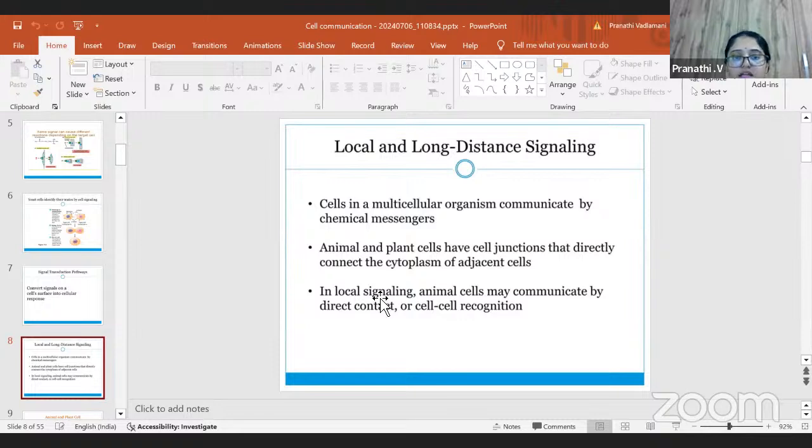When it comes to that, chemical messengers, usually hormones, in animals and plants, have cell junctions. So you have CAMs, cell adhesion molecules, then you have desmosomes, and then you have junctions wherein the cells are directly connected to the other cell's cytoplasm. So in local signaling, you have animal cells wherein there's direct contact through these cell adhesion junctions. They communicate with each other by recognizing each other.